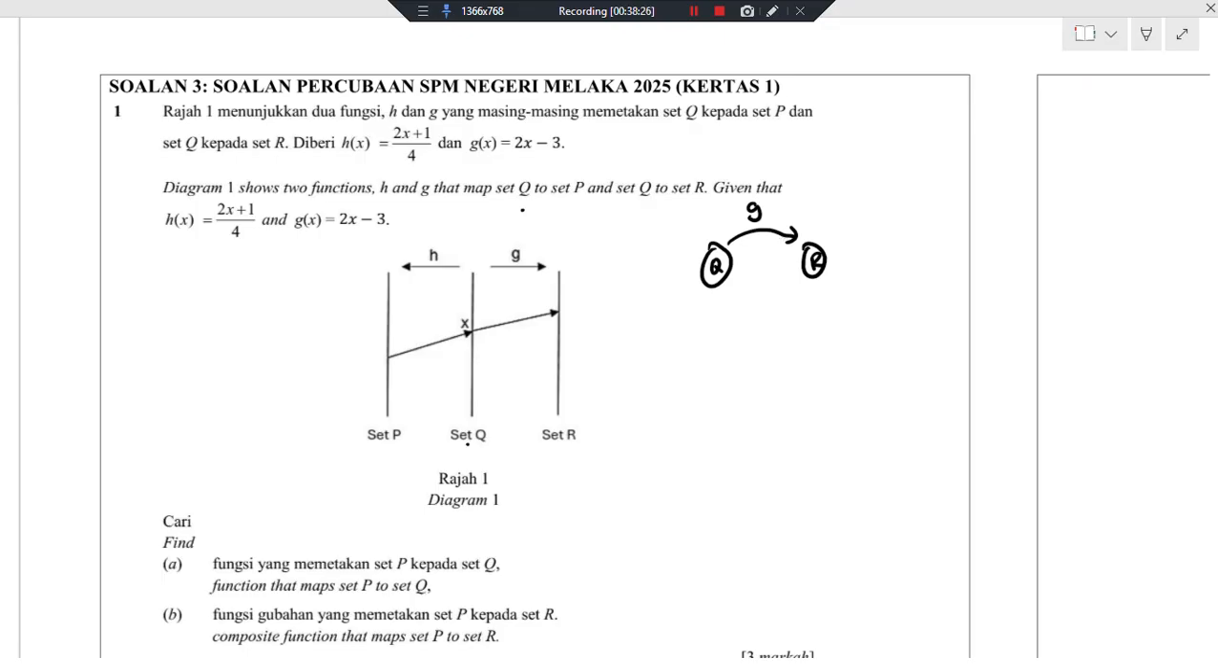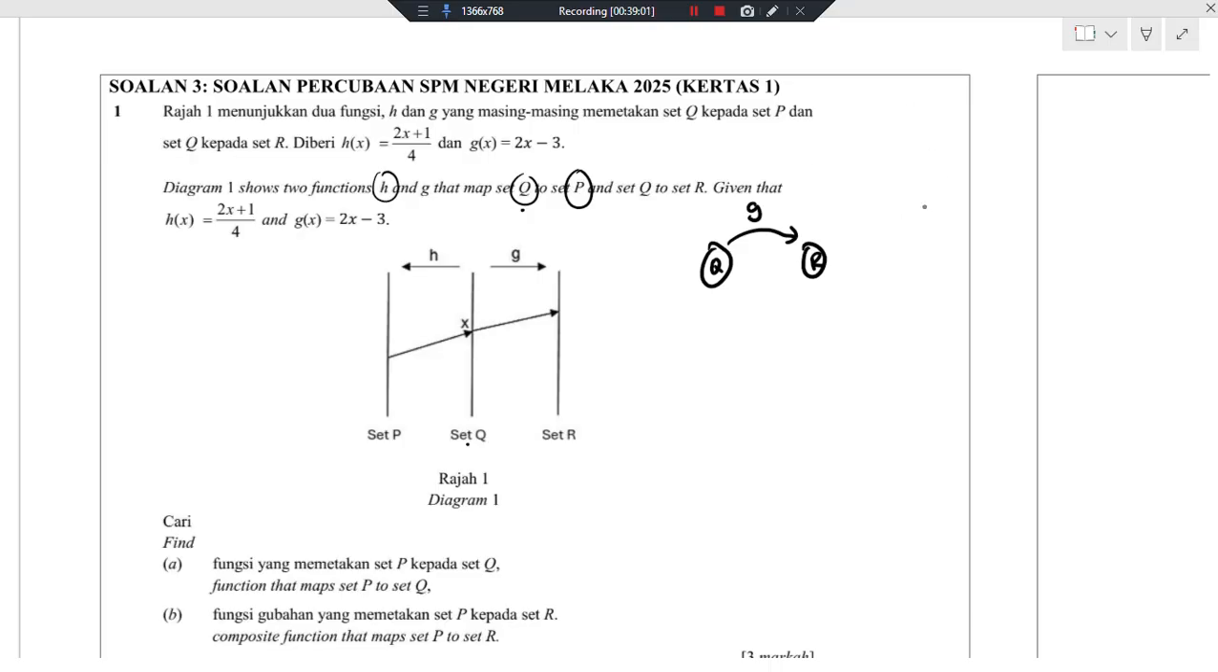Okay, wait. This one we need to do it very carefully. Okay, you tengok. Function H is connecting Q to P, you know. Dekat mana dia dapat Q? P. Okay, let's say lah this is your P. Q to P, like this. Q to P. The function is H.